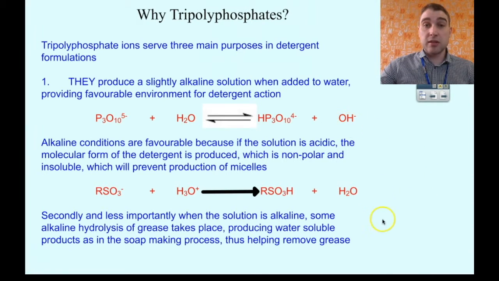Also, if the solution is alkaline, any grease that's in there, there's a chance that you're going to get some alkaline hydrolysis of the grease, which is made up of fat or oil. When that happens, you produce a little bit of soap, so that will help with further removing grease. So by having it slightly basic, we get 2 advantages. We maintain the sulfonate head, the ionic sulfonate head, and also we can start to dissolve some of the grease by doing some alkaline hydrolysis of the grease.